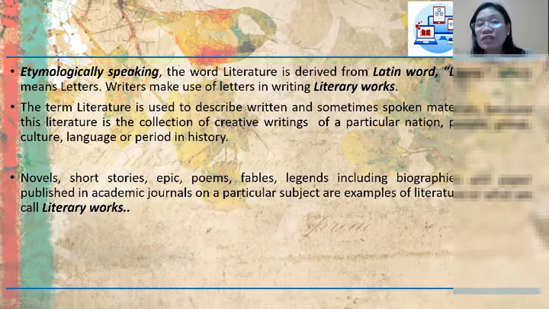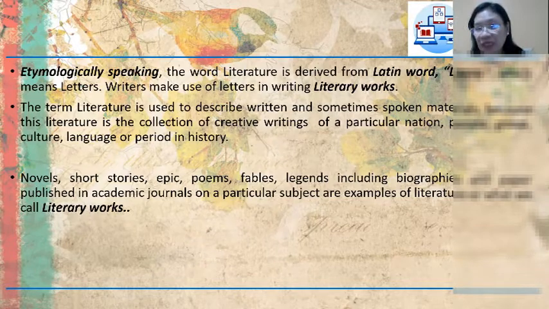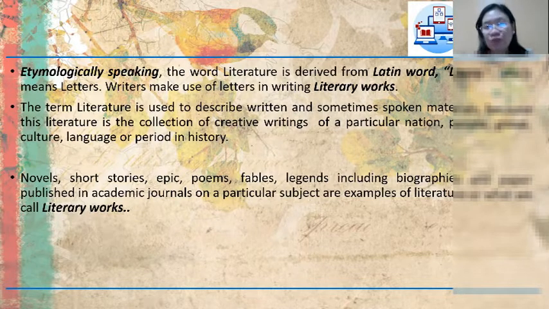Okay, and the term literature is used to describe written and sometimes spoken materials, because this literature is the collection of creative writings of a particular nation, people, group, culture, language, or period in history. Now, novels, short stories, epic, poems, fables, legends, including biographies and paper published in academic journals on a particular subject, are examples of literature, or what we call literary works.